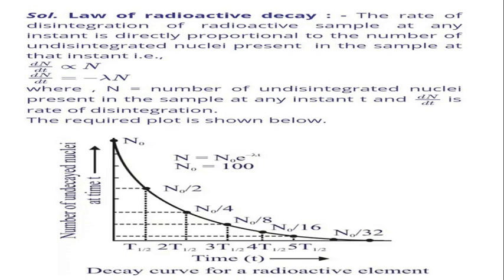This is explained again in the decay curve for a radioactive element. Here you can see that dN by dt is proportional to N, and dN by dt is equal to minus lambda N, and on simplifying that equation we had obtained N equal to N0 e raised to minus lambda t. And N gets decreased to N0 by 2 after the first half-life, then to N0 by 4 after the second half-life, then N0 by 8, then N0 by 16 and N0 by 32.